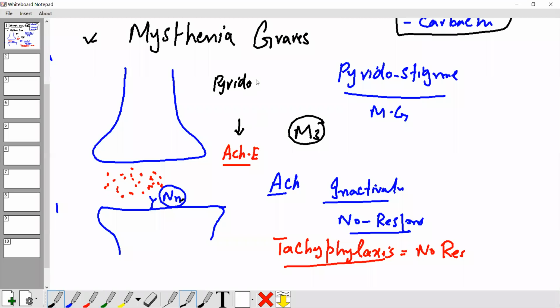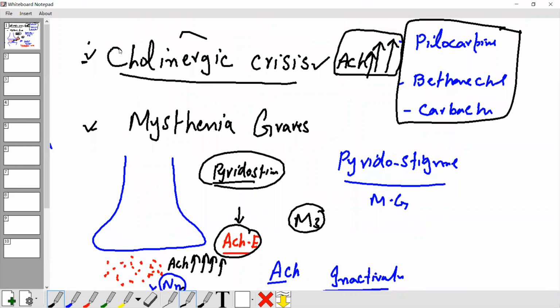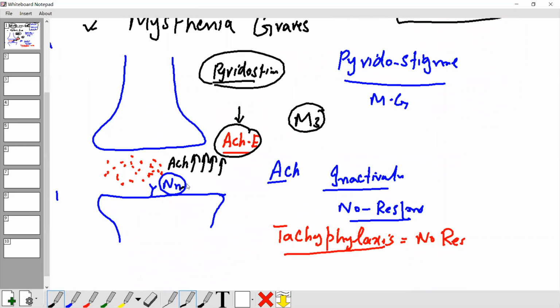For example, pyridostigmine. If you use this drug in very high concentration, what happens? This enzyme is blocked for a longer duration. So in this synapse, the acetylcholine level is very high. This phenomenon is known as cholinergic crisis. If this acetylcholine is very high in concentration, it attaches again and again to the receptor and tries to stimulate the receptor again and again.